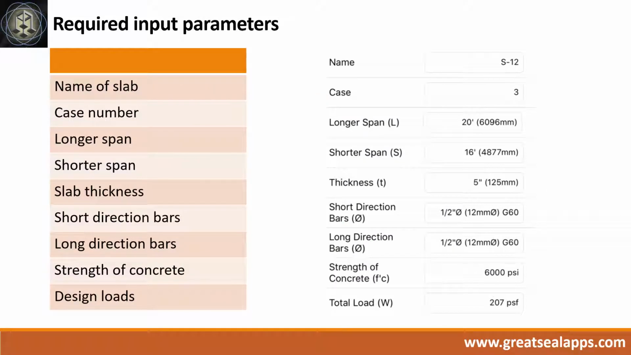Enumerate input parameters required. Name of slab S12. Case 3 panel design. Longer span 20 feet. Shorter span 16 feet. Slab thickness 5 inches. Main bars half-inch diameter at grade 60. Strength of concrete 6000 psi and total load is 207 psf.